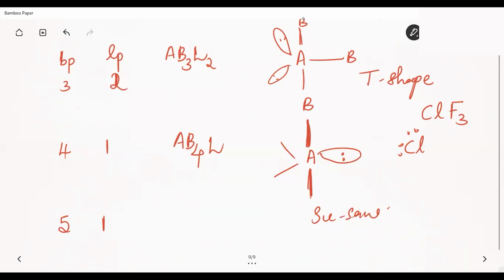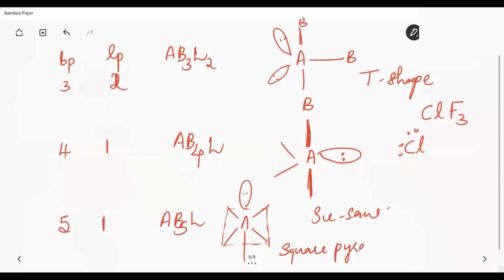Next we have AB5L, 5 bond pairs and 1 lone pair. Since there are a total of 6, we expect it to be octahedral, but because of the presence of 1 lone pair of electrons, how will the shape be? 1, 2, 3, 4, yes, 5. But here it is a lone pair. So what will be the shape of this? Yes, this is a square pyramid.